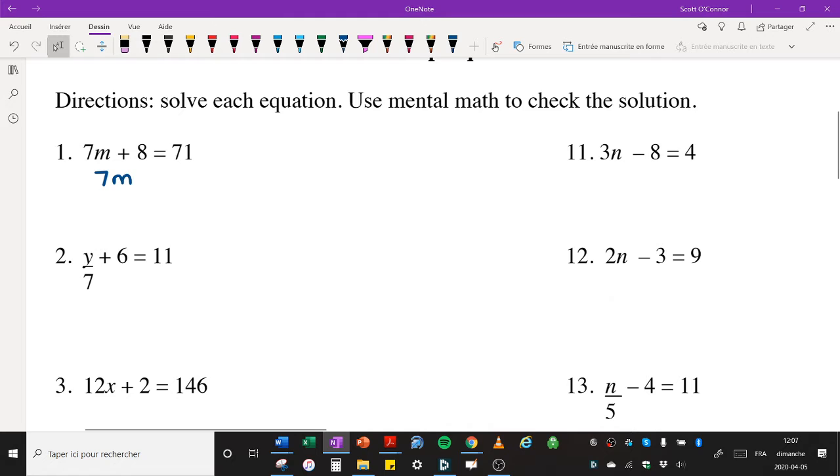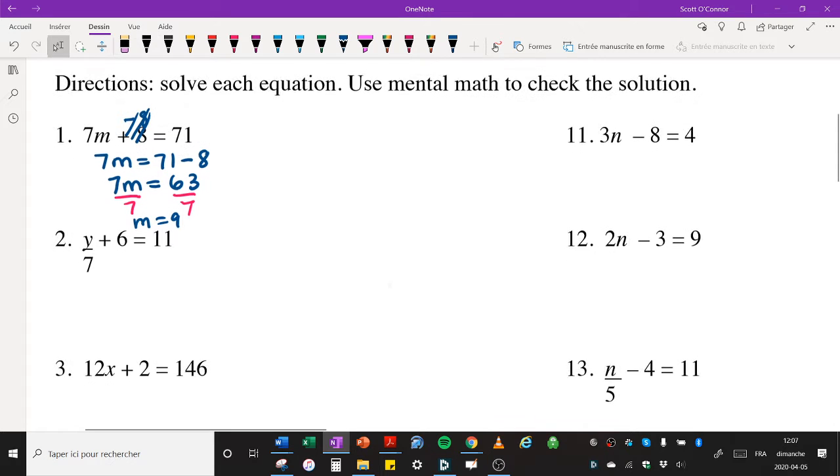So I get 7m is equal to 71 minus 8. See, I subtracted 8 from both sides. When I subtract 8 from the left side, I end up with 7m. When I subtract 8 from the other side, I end up with 71 minus 8. That gives me 7m is equal to 63. And now I can see that I have multiply by 7 in the way. If I divide both sides, I do the opposite of multiply, which is divide both sides by 7. And therefore, m is equal to 9.